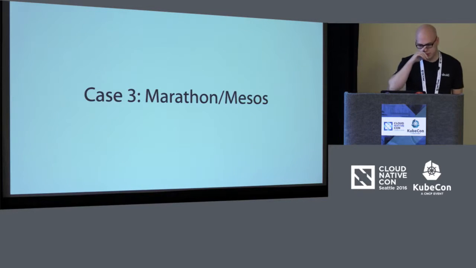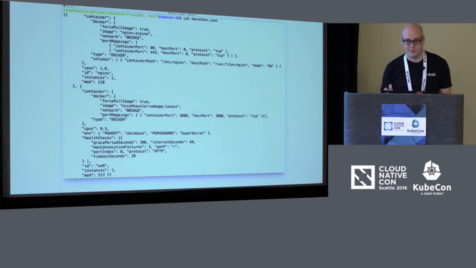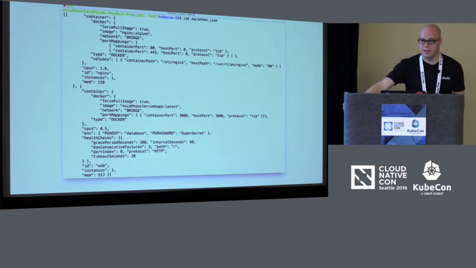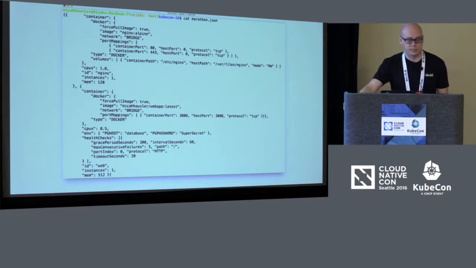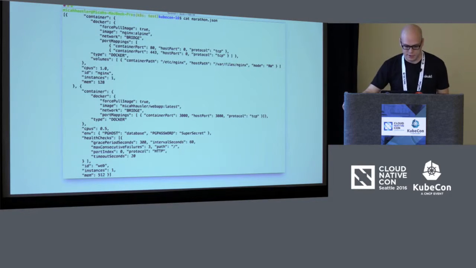The third case being Marathon and Mesos. So for anyone who's used Marathon and Mesos, I will say the UI is pretty great. It's nice to have a heads-up display to see, okay, how many containers am I running for this service. And the service concept for those of you using Kubernetes is a little bit different, but this is kind of compact JSON of a Marathon config.